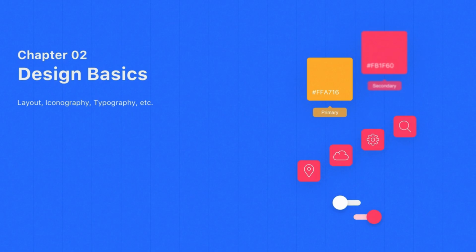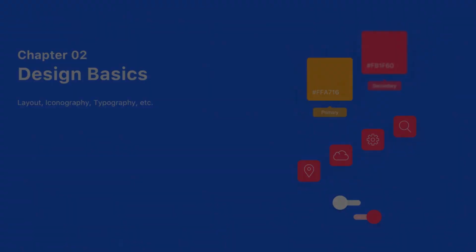In this chapter, we're going to be talking about layouts, iconography, typography, colors, composition, and so much more. If you want to become a professional and great UI UX designer, you need to start off with design basics. So now that you know the importance of knowing design basics, let's start this chapter.